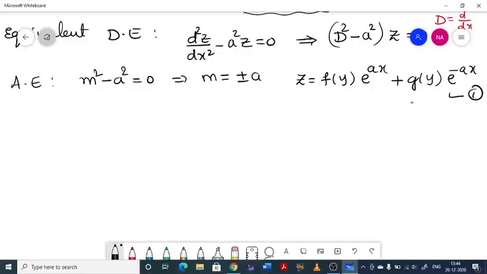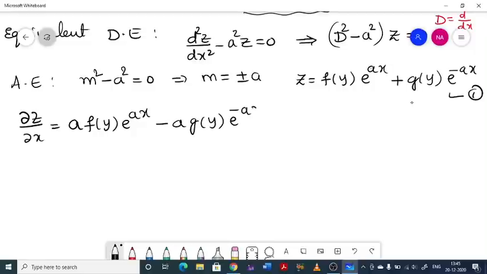Now differentiating that with respect to x partially, I will get dou z by dou x equal to f of y into derivative of e power ax, you will get a into e power ax. So a f of y e power ax minus a g of y e power minus ax. So I'll call this as equation 2.